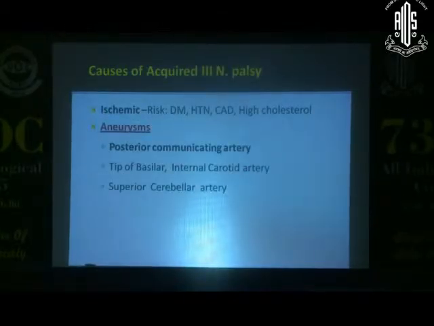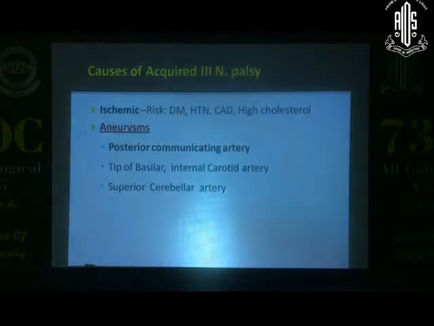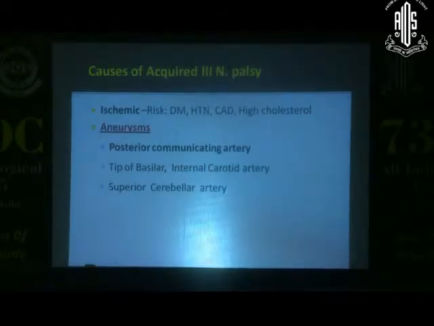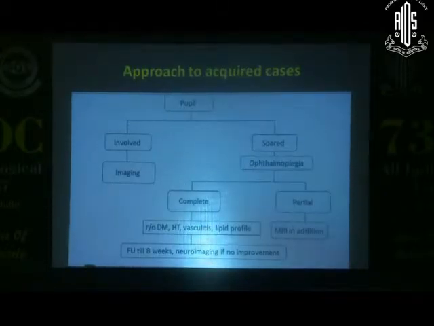Yes, so as it has already been talked about, if a pupil is involved, one must always rule out space occupying lesion, specifically aneurysms. Aneurysms could be posterior communicating artery, or there can be any other artery aneurysm that can compress on third nerve. So how do you approach such cases?